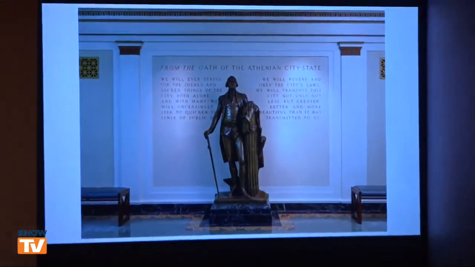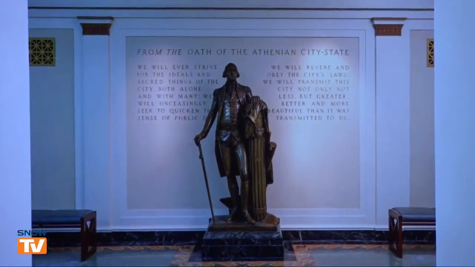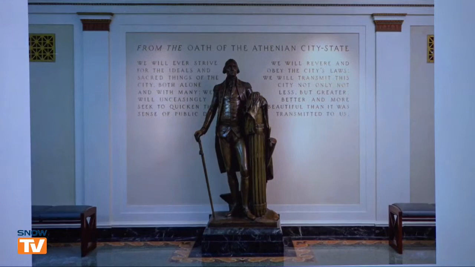At Syracuse University in the Maxwell School, there's this statue of George Washington. And he stands in front of the oath of citizenship for the Athenian city-state. And when you graduate from the Maxwell School, you take that oath. That's part of the graduation. And I want to read what that says.